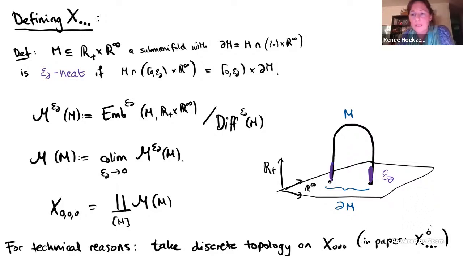So this is just a very complicated way of saying I take all n-dimensional manifolds with boundary. For technical reasons, I also want to take the discrete topology on this space x0. So I'm defining what in the paper is x delta.